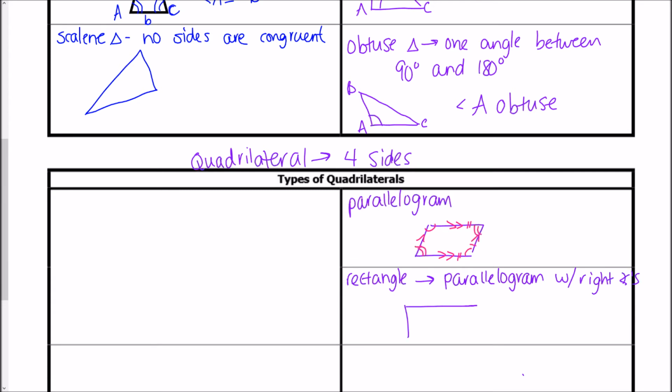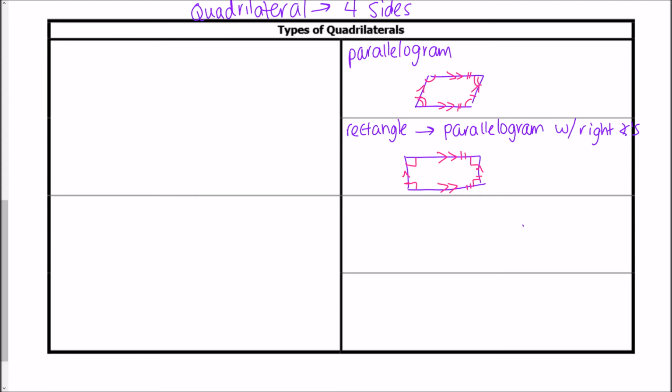So a rectangle still will have opposite sides parallel to each other, opposite sides congruent to each other, but now we have 4 right angles in our rectangle as well. Okay. The next one is a rhombus, and in a rhombus, it is a parallelogram, no right angles this time. So it's a parallelogram with 4 congruent sides.